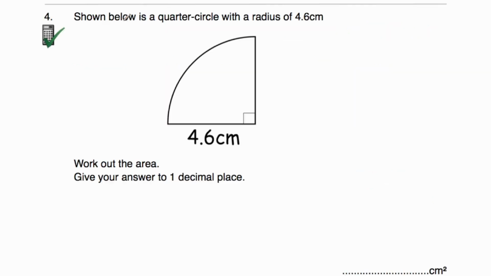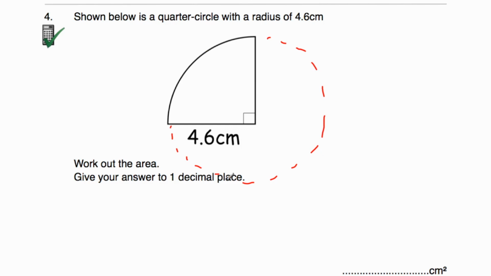Okay, question number 4. Question number 4 says, shown below is a quarter circle with a radius of 4.6 centimeters. And we've been asked to work out the area of the quarter circle and to give our answer to 1 decimal place. So to find the area of a quarter circle, let's turn it into a whole circle, like so. Again, not the best one, but that'll do. So that is a whole circle, okay?